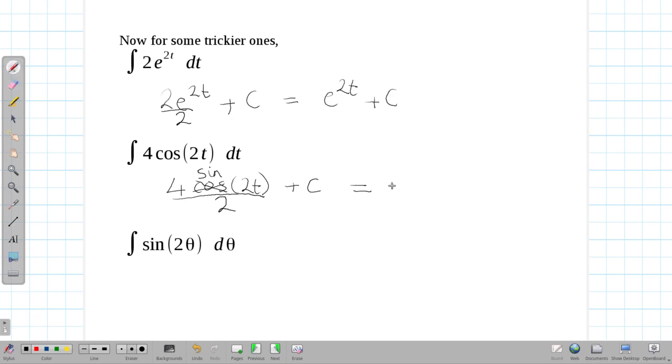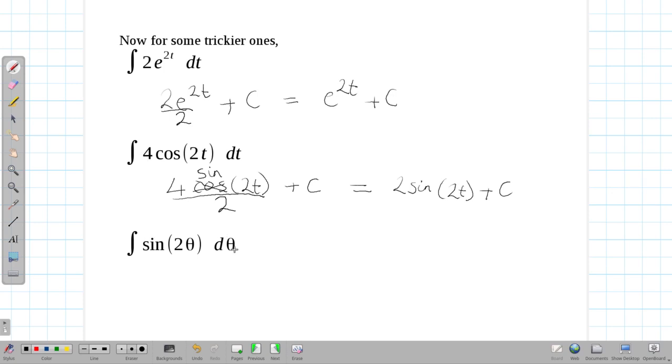Okay, so simplify the 4 and the 2, divide it in, I'll get 2 sine 2t plus c. Okay, if I was to do a differentiation of this, the 2 would come to the front and then end up back there with a 4 cos 2t.